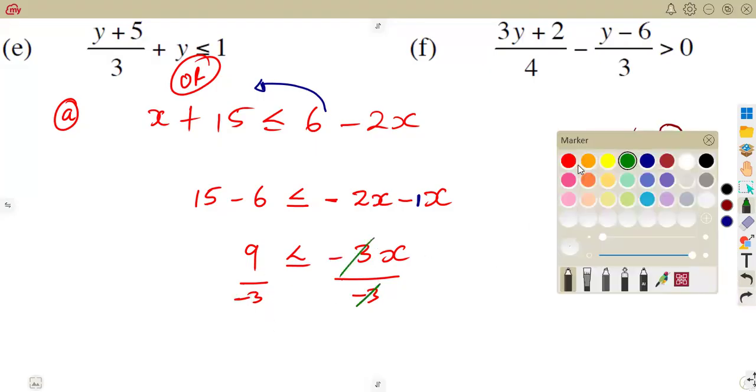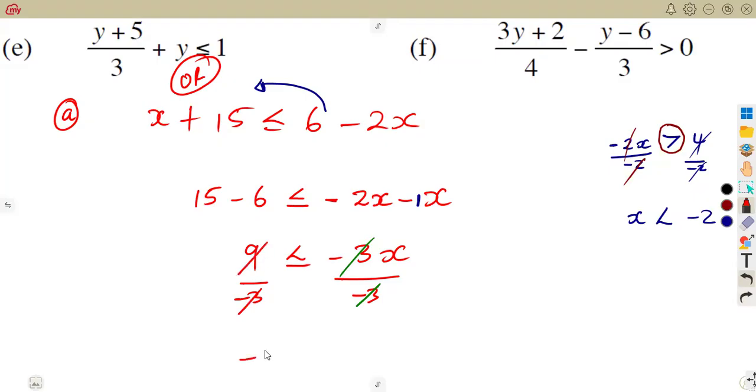So the moment I divide by this negative, all right? So it was 9 over minus 3. This sign changes, because you divided by a negative, it must change. So it is now greater than or equal to. This is what we now have: minus 3 is greater than or equal to what? Here you cancel, you've got x. That is how it is going to be.